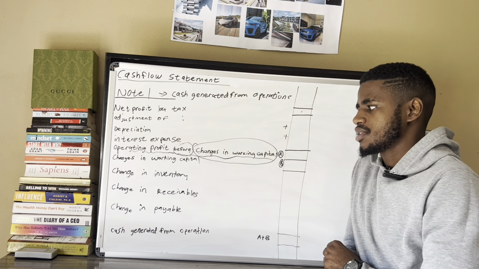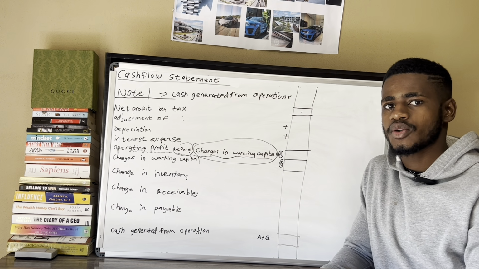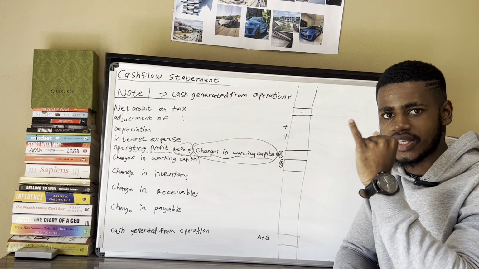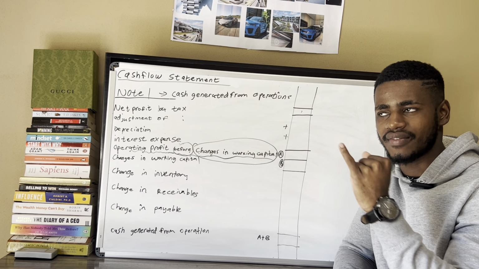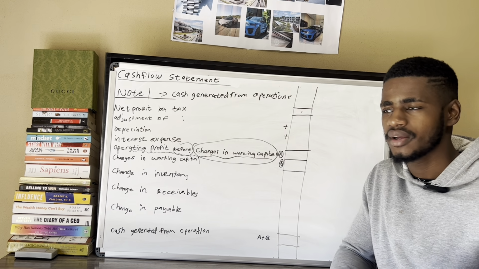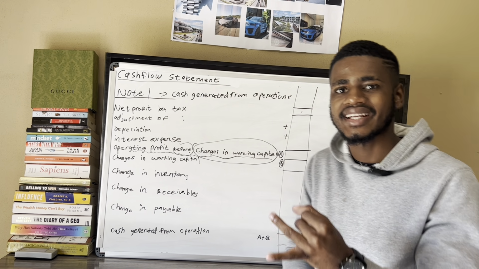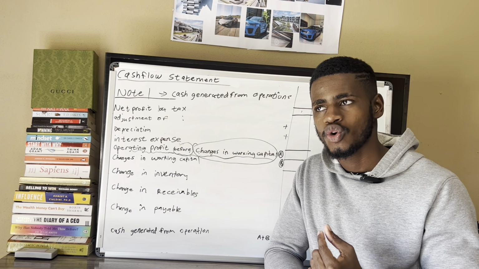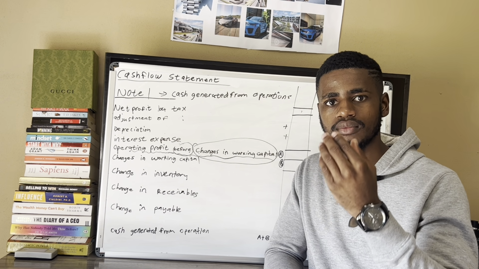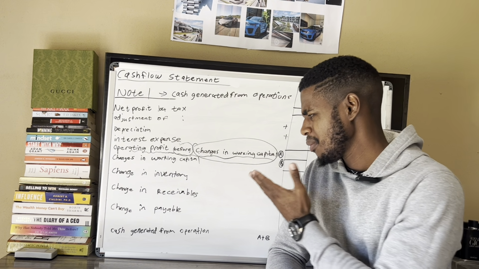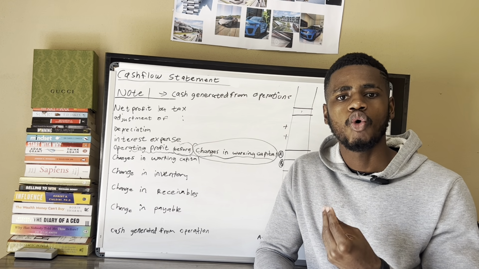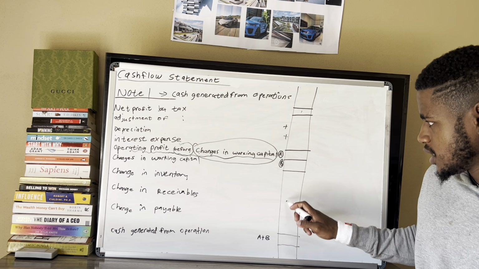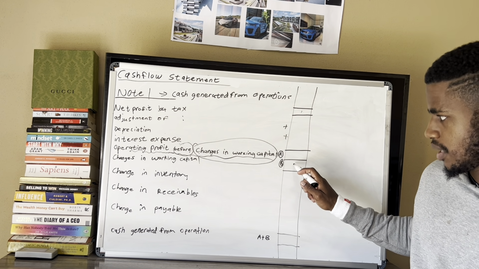Then we'll have changes in working capital. Basically, changes in working capital are 3 changes. Firstly, we want to know the change in inventory stock. We want to know the change in receivables, the people that owe us. And we want to know the change in payables. Payables are people that we owe money to. After getting all 3 of these changes, the answer will be put here.